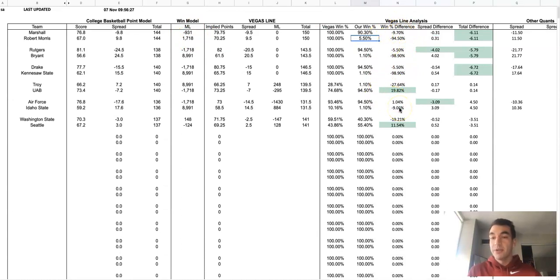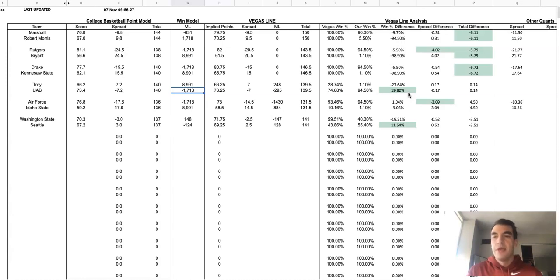So that's where you'll see, for instance, down here with UAB, our win model has UAB as a pretty solid lock to win this game. But the point model only has them at minus 7.2. So the spread difference from the point model is not very large. But the win model says they're going to win by a lot. And like I said before, I would trust the point model over the win model and use the win model to confirm.